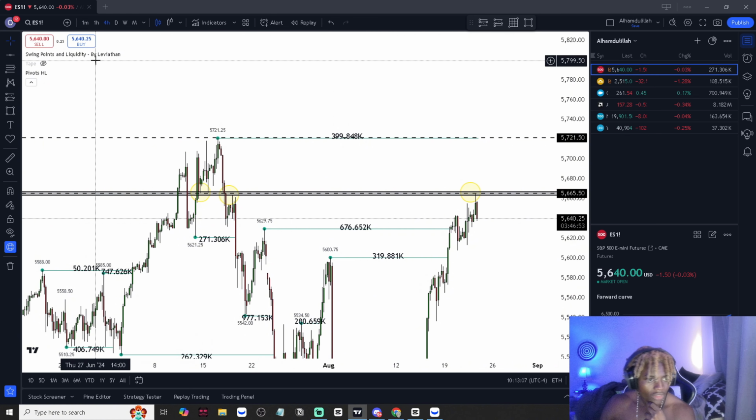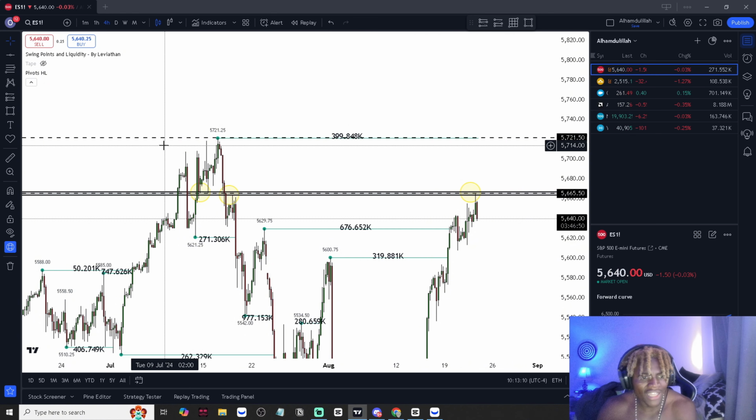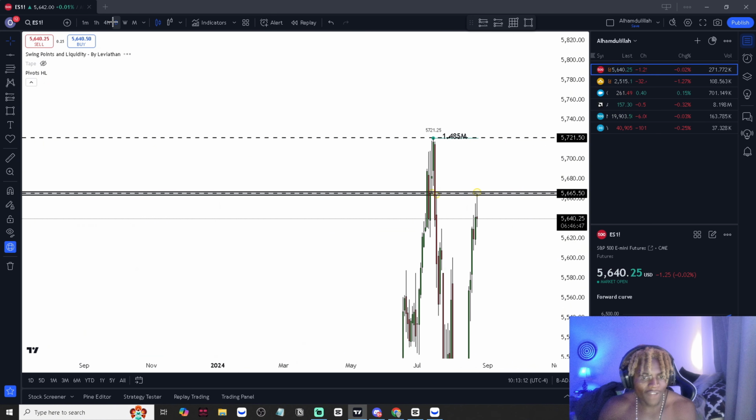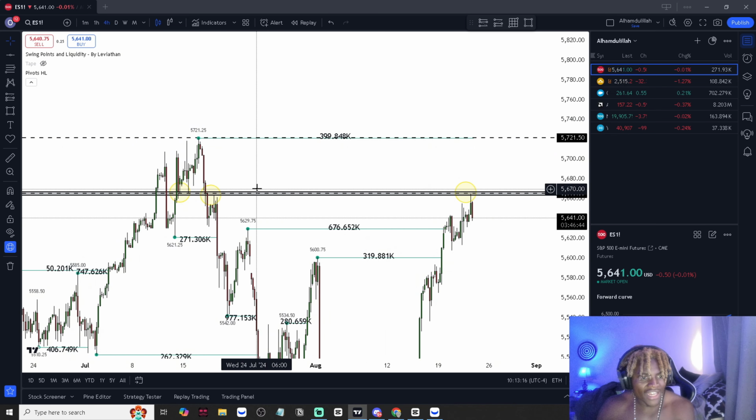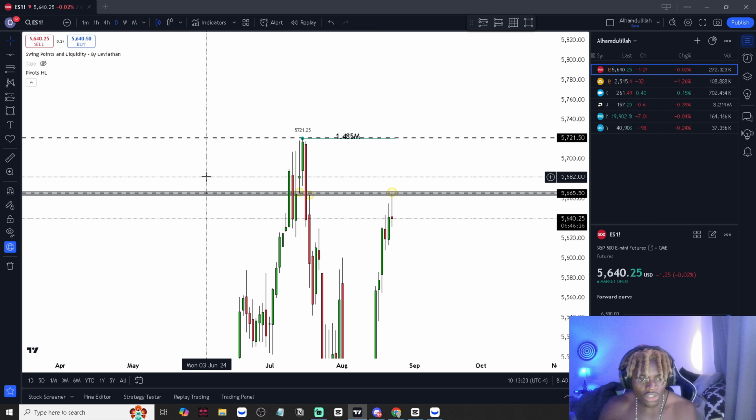Okay, you guys can use your swing points and liquidity by Leviathan indicator as well to go ahead and identify your take profits, or you guys can just use your daily candle, right? So it's easy to identify an entry, but you guys also have to identify when you're going to close your trade, right? So one thing you guys can also do is measure out your risk to reward as well.